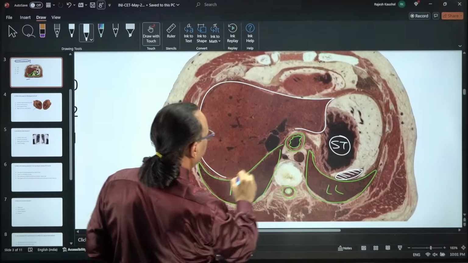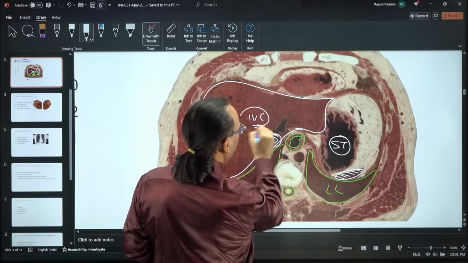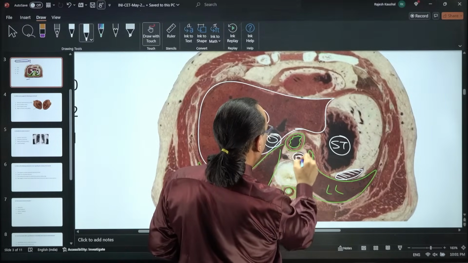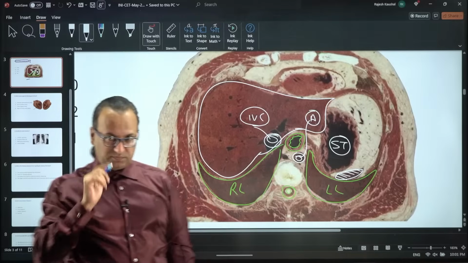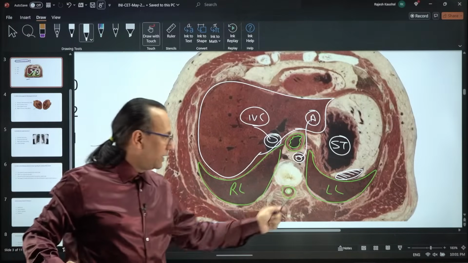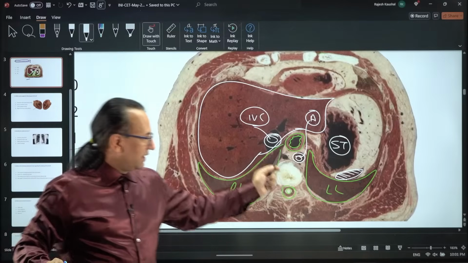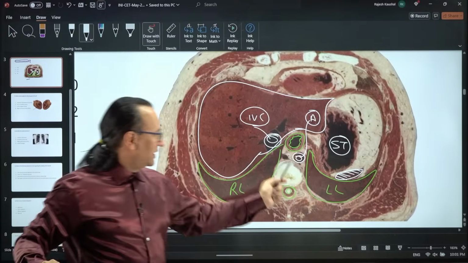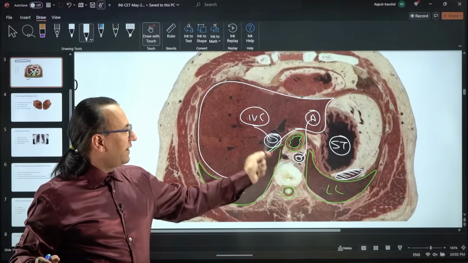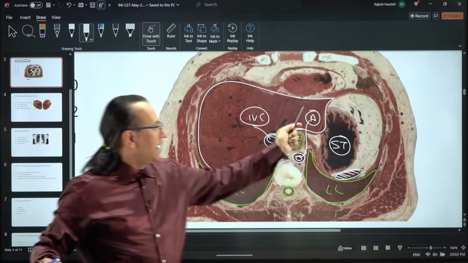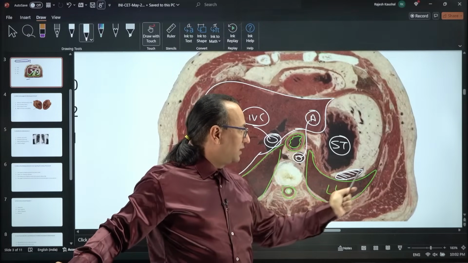This is liver, and this is inferior vena cava. Inferior vena cava, and that is the aorta. This is the spinal cord in the vertebral canal posteriorly. That is the right lung, left lung, and this is the aorta to the left side of midline. That is inferior vena cava, posterior to the liver, and this is the esophagus. That is the stomach. This is the spleen.